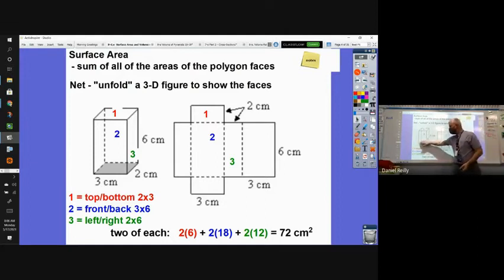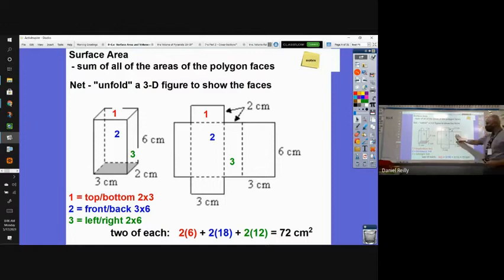2 times 3 for the top and the bottom, 2 times 6 for the left and the right, 3 times 6 for the front and the back. Okay, and most of the time, these numbers are going to be easy enough for you to just do in your head, and then add them together.